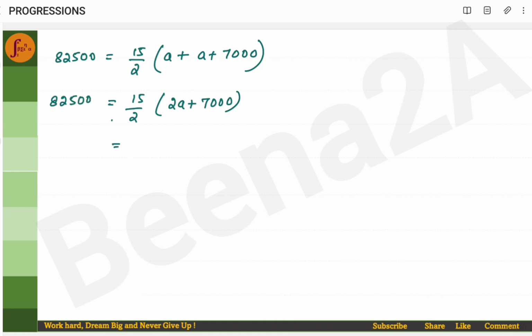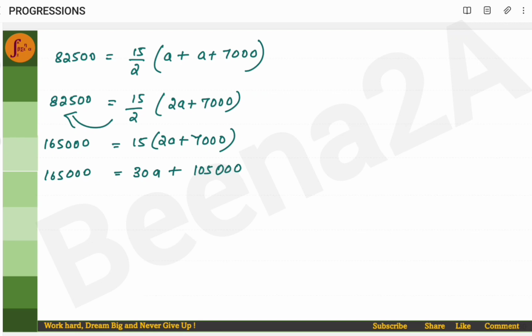Now, let me shift to this side and multiply. I'll get 165,000 is equal to 15 into 2A plus 7,000. So 15 into 2A is 30A. 15 into 7 is 105 and 3 zeros.